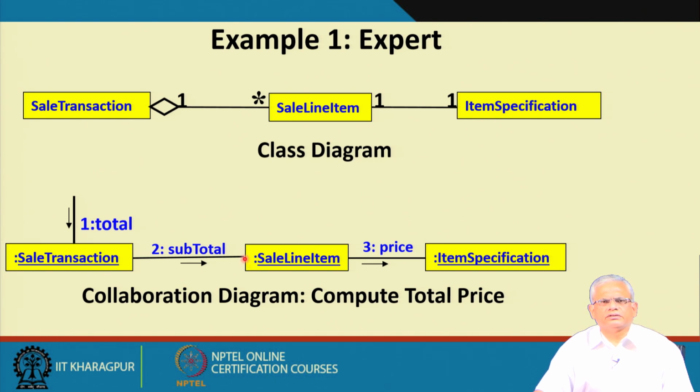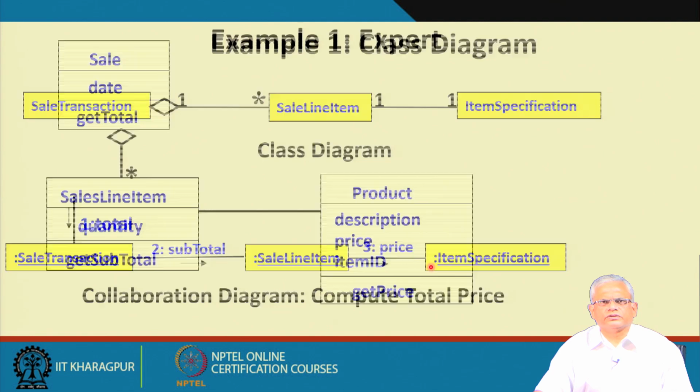And once we have the responsibility assigned, we can draw the collaboration or sequence diagram. The total is the responsibility of the sales transaction, and that in turn, for every sale line item that it aggregates, will invoke the method subtotal, and then each sale line item object will invoke the corresponding get price method of the item specification, and this is the solution recommended by the expert pattern, very intuitive, but very useful.